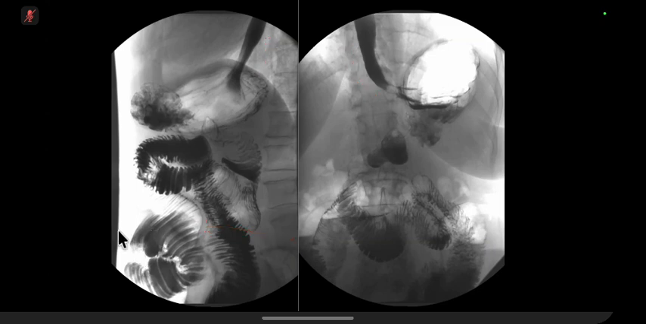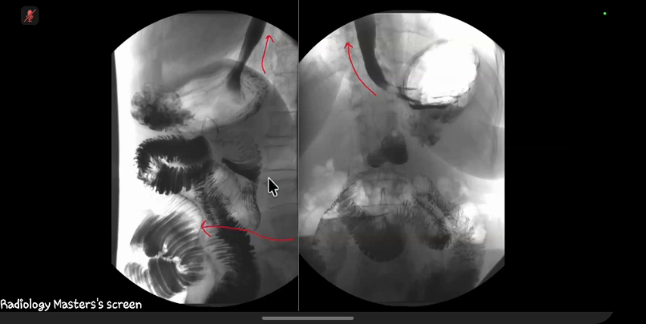Okay, so the first case is a patient who has got stacked coins appearance to the small bowel. They've got reflux in the esophagus, and so this is a patient who's got scleroderma, and it's a typical long case or Viva case. Okay.